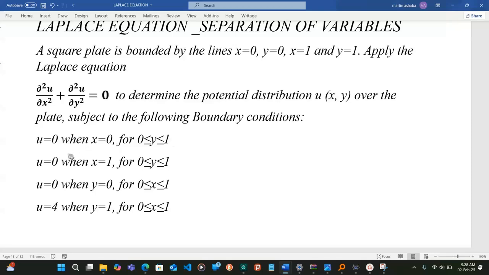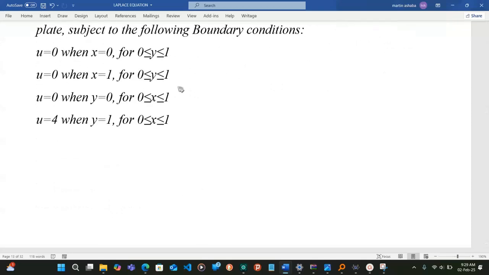u is equal to 0 when x is equal to 0, for values of y between 0 and 1 inclusive. Then when x is equal to 1, u is equal to 0, also for values of y between 0 and 1 inclusive. Finally, u is equal to 0 when y is equal to 0, and u is equal to 4 when y is equal to 1, for values of x between 0 and 1 inclusive. So we can right away go to the solution to this problem.